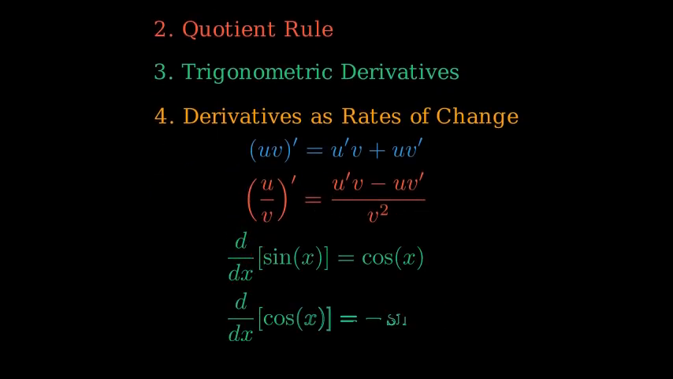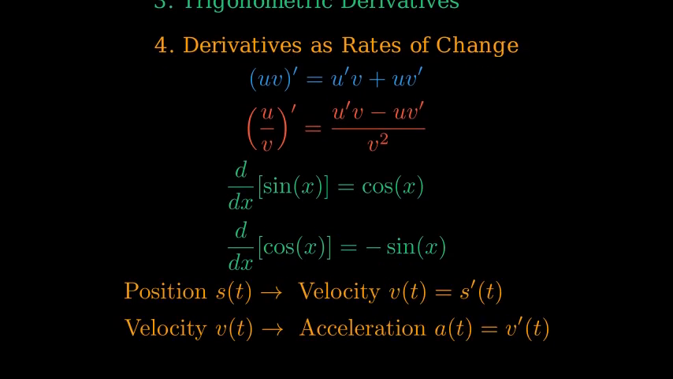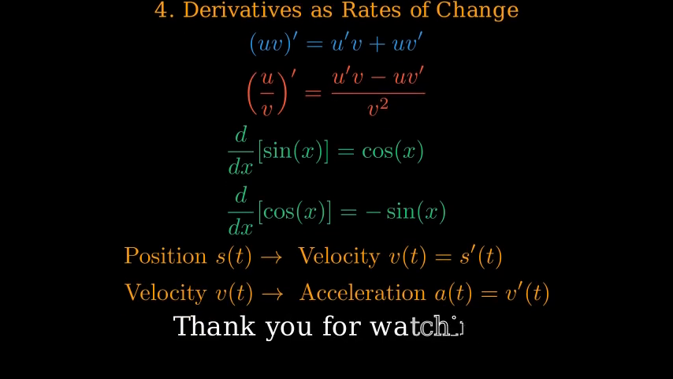Third, the derivatives of trigonometric functions, including the derivative of sine is cosine, the derivative of cosine is negative sine, and many others that we need to memorize. Finally, we learned about derivatives as rates of change. The derivative represents the instantaneous rate at which a quantity is changing. In physics, this gives us velocity and acceleration. These concepts form the foundation of calculus and have countless applications in physics, engineering, economics, and many other fields. Practice these rules, and you'll develop a strong understanding of derivatives.